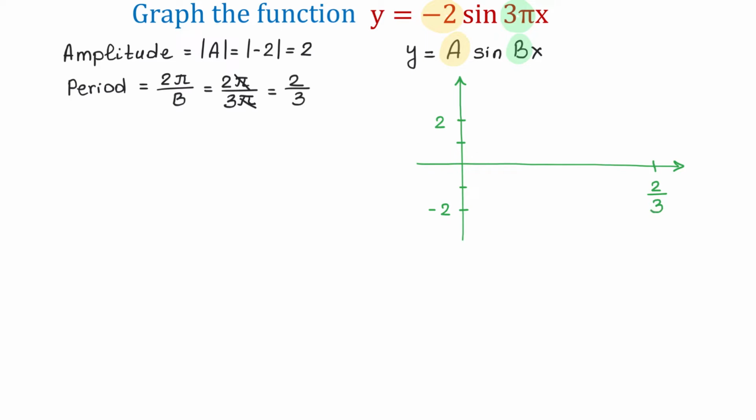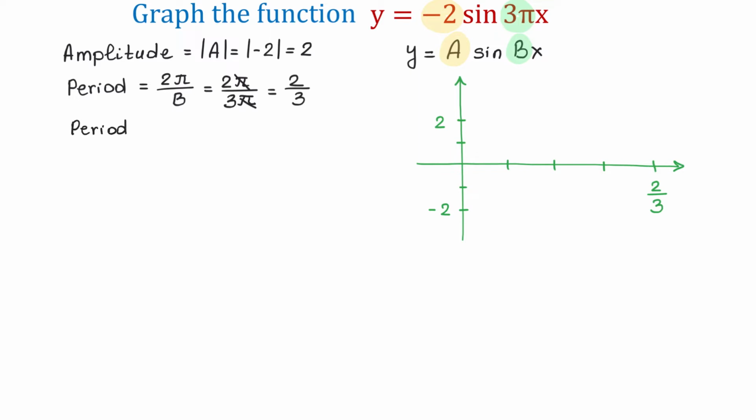Now, on this interval, we will find the coordinates of 5 points that belong to the graph. These will be the maximum point, the minimum point, and the x-intercepts. For this, we will divide this interval into 4 subintervals. To find the lengths of each of these subintervals, we will take the period and we will divide it by 4.